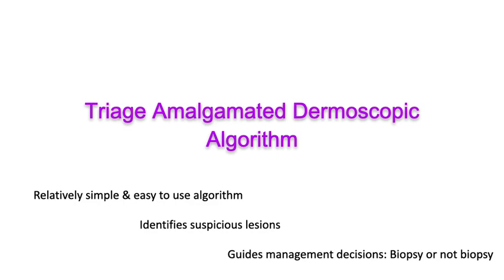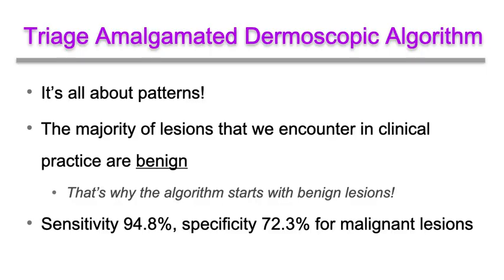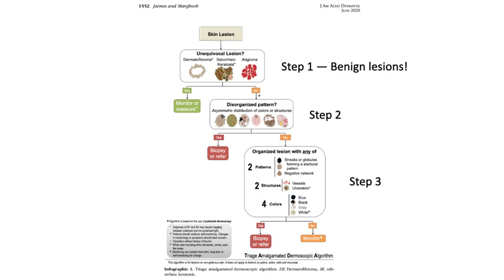Now, in addition, TADA is based on a few important facts. One is that it is based on patterns. Two is that the majority of lesions that we encounter in clinical practice are benign, and we'll see that in the coming slides. And not surprisingly, since this is a triage algorithm, its sensitivity is high, but the specificity is also good. So here we have the TADA algorithm, and overall this algorithm includes a total of 3 steps. Step 1, as we will see, starts with benign lesions. So let's see in more detail what it's all about, using some cases.